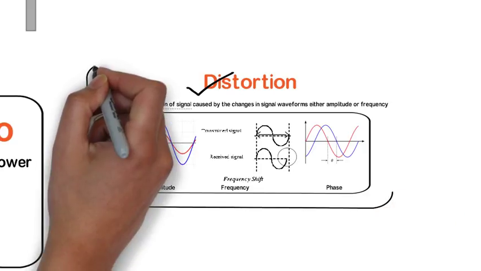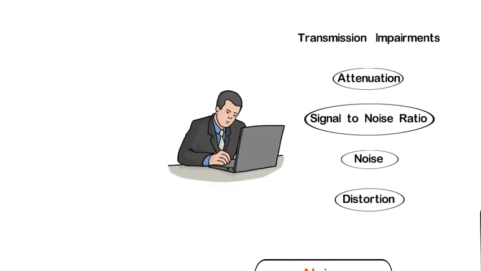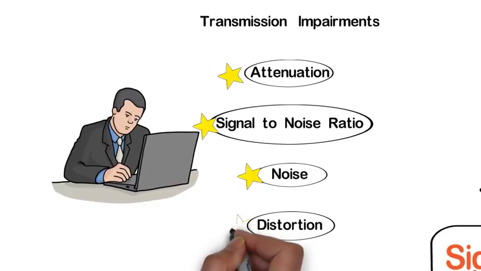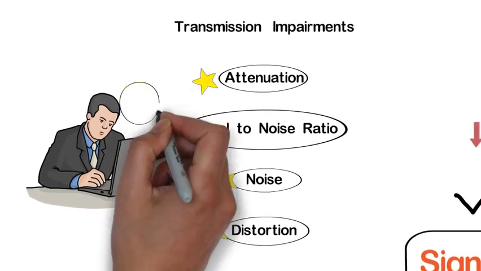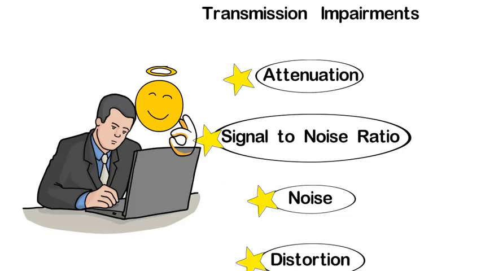When we discuss the telecom scenario, all these kinds of impairments need to be taken care of. We have to see that attenuation, noise, distortion, such parameters are reduced to a very great extent, because we need to maintain the quality of service.